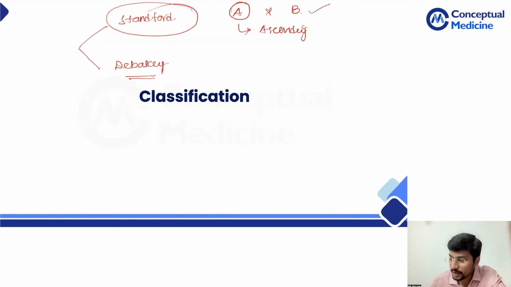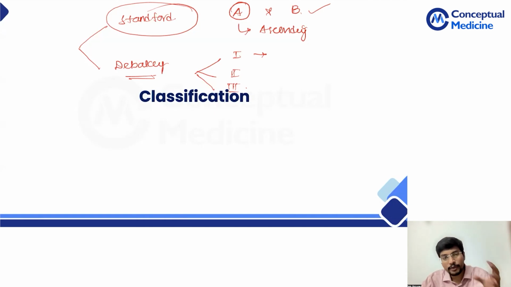That is Stanford. DeBakey has three types: type 1, type 2 and type 3. So what is type 1? This is based on the site of tear and extent. Type 1 is starting from the ascending aorta till the descending aorta.